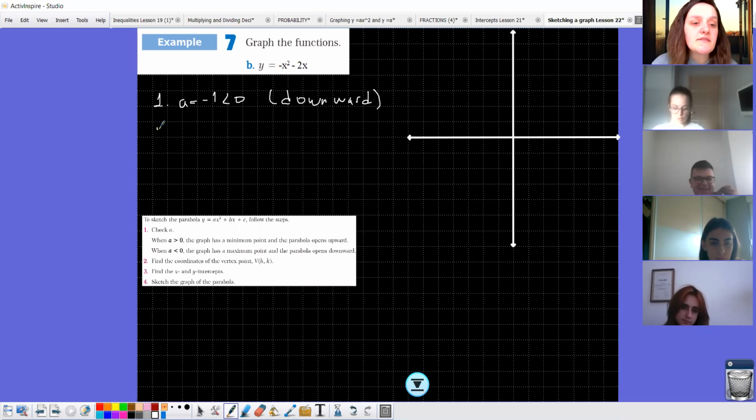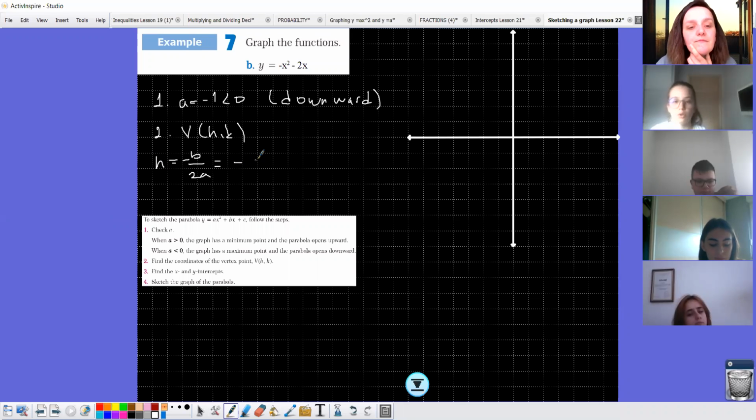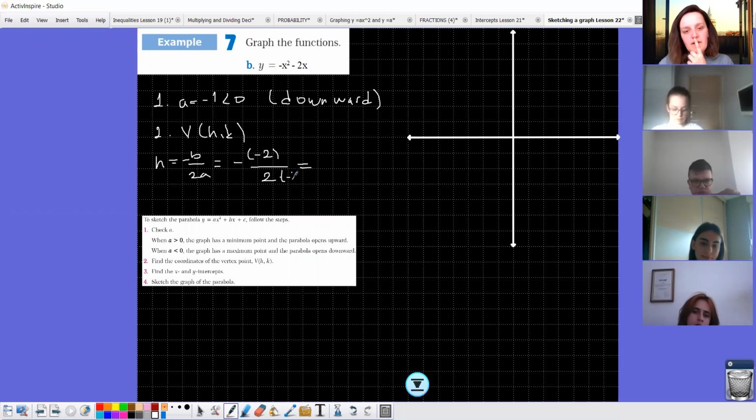And then the second step, vertex, h and k. So h is equal to minus b over 2a. Then it will be minus minus 2 over 2 times minus 1, because a is minus 1. So what we'll have? The result will be minus 1.